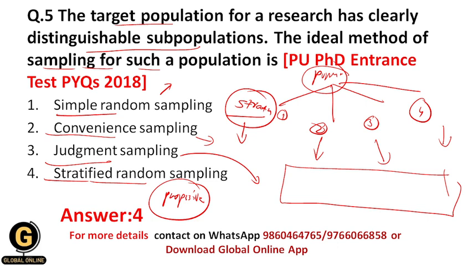And if you see all of these three options, you will understand that there is no distinguishable subpopulation from the target population. It will be available only in stratified random sampling. That's why here your correct answer should be 4.